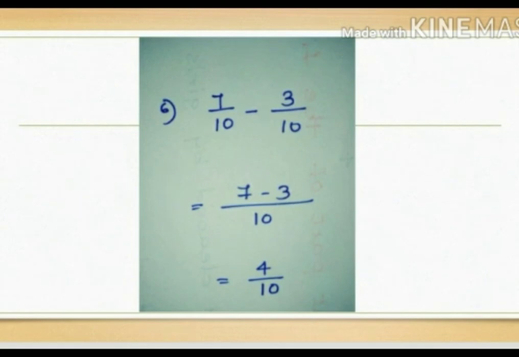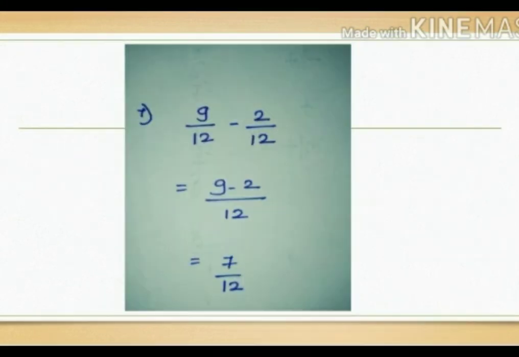6th one, 7 upon 10 minus 3 upon 10. So here also write the difference of the numerators 7 minus 3, which is 4, and write down the denominator as it is 10. So the answer is 4 upon 10. 7th one, 9 upon 12 minus 2 upon 12. Okay, so find out the difference of the numerators 9 minus 2, which is 7, and write down the denominator as it is 12. So the answer is 7 upon 12.